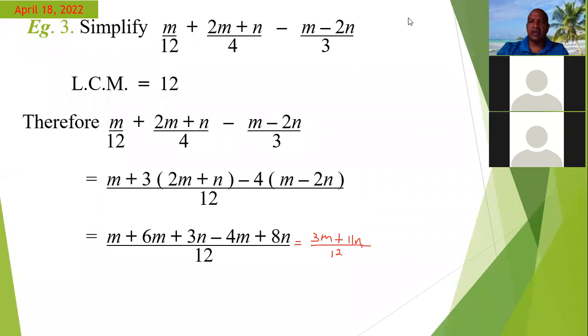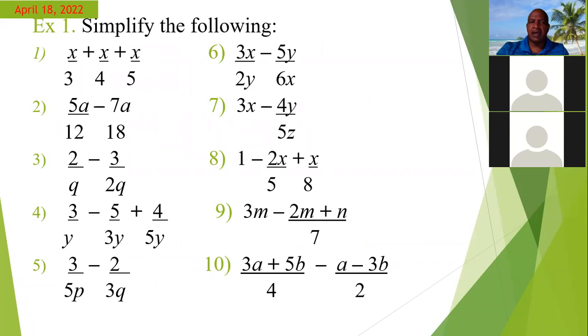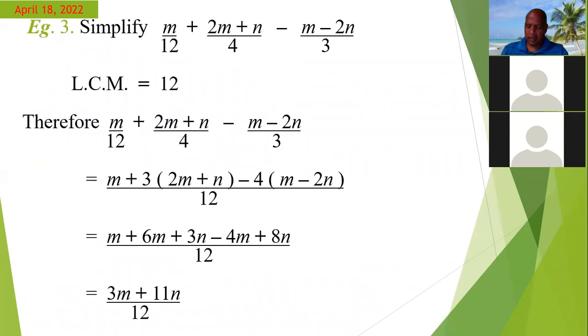All right, so everybody is good with this. So moving on. Just clear what we have here. So that would give us our answer, 3M plus 11N over 12. Sir, can you go back for a second? There you go.